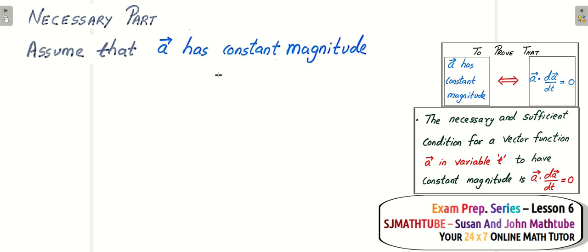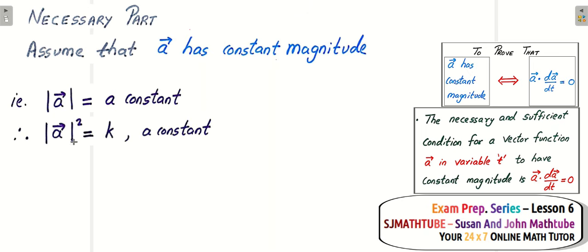So assume that A has constant magnitude. Magnitude is denoted by the modulus symbol. So it's given that modulus of A is a constant, and if let's say 5 is a constant, so definitely 5 square will be a constant. 10 is a constant, so definitely 10 square will be a constant. So squaring, we get another constant and I give it a name k.